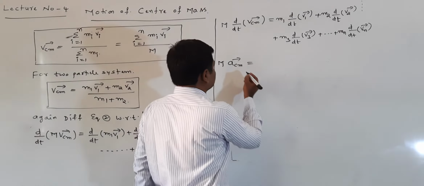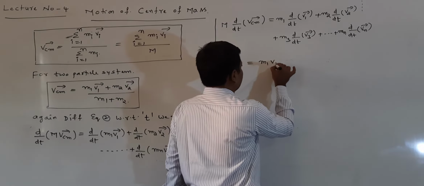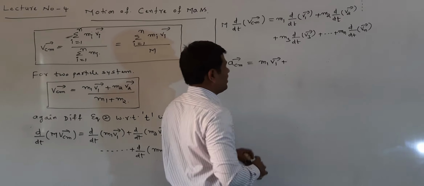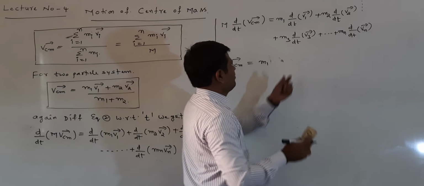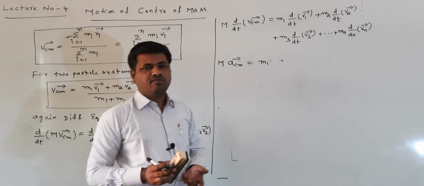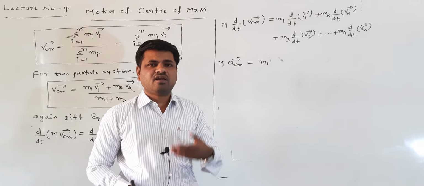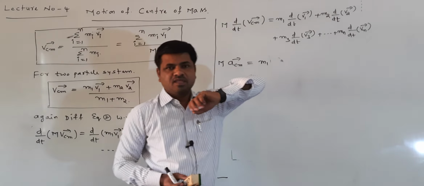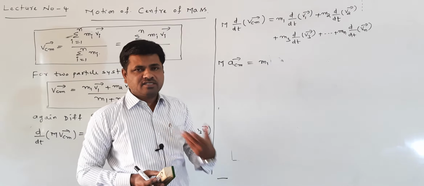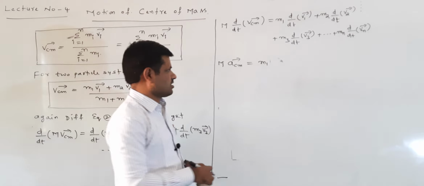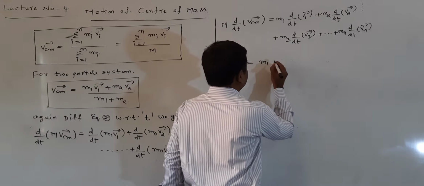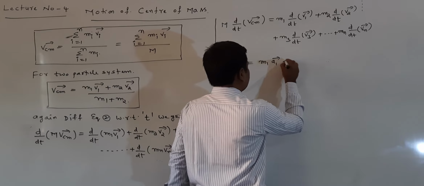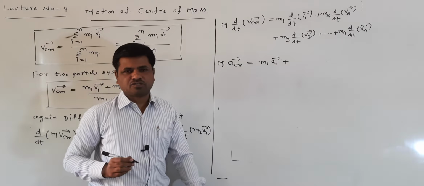Now the acceleration of the center of mass is equal to m1 d by dt of v1 bar. D by dt of v1 bar is the differentiation of velocity with respect to time. This is the velocity of the first particle, and its differentiation gives the acceleration. So I am writing m1 a1 bar, where a1 bar is the acceleration of the first particle.